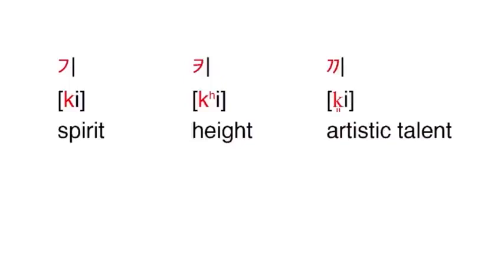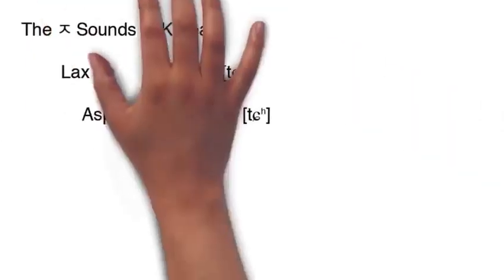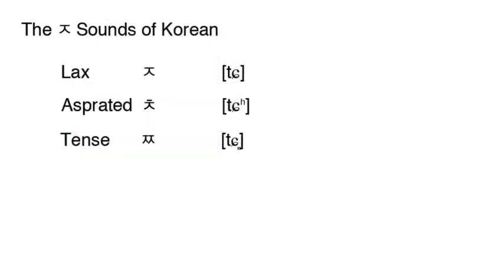The last sounds we'll cover in this video are the ch sounds of Korean. There are three of them, a lax one, an aspirated one, and a tense one, just like the other consonants in this video. But now we're kind of in new territory, since there's no real equivalent to ch in English. So let's spend a second talking about what to do with your mouth to make this sound, before we jump into the three versions of it.